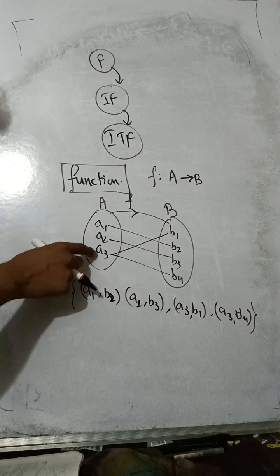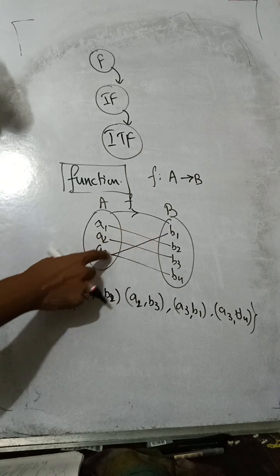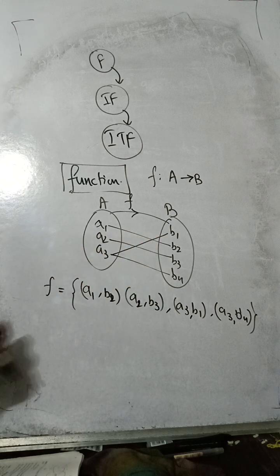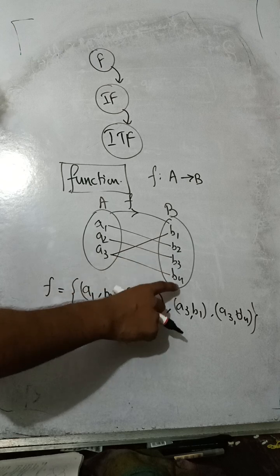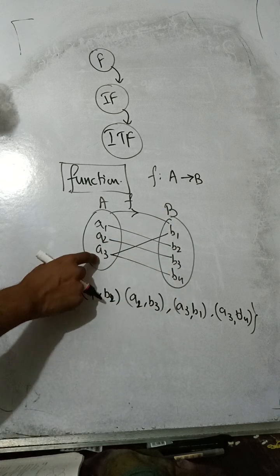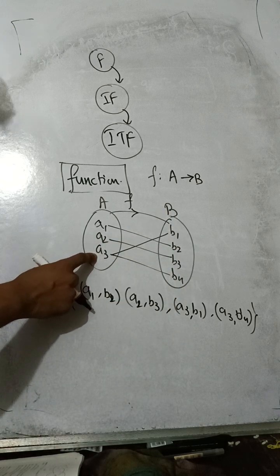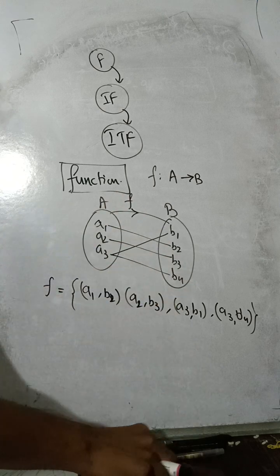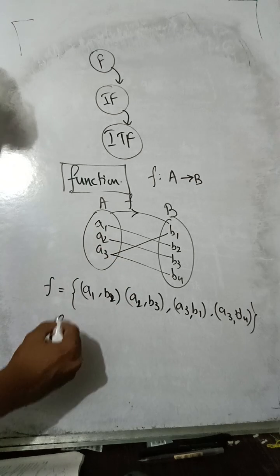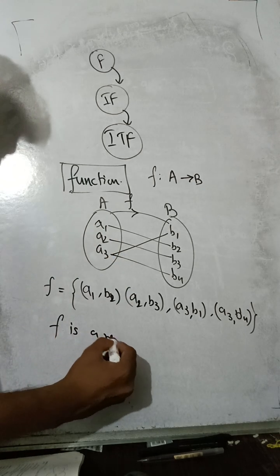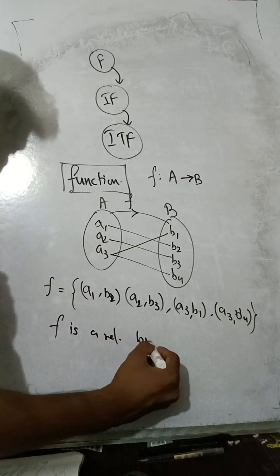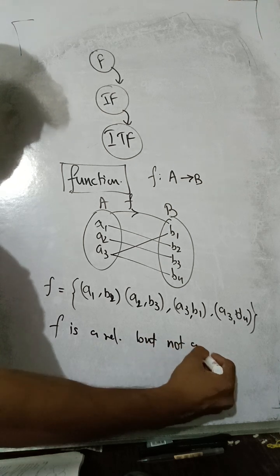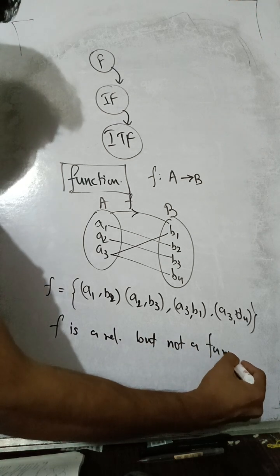The reason is that A3 is forming connections with two elements in the codomain. It should form a connection with exactly one. Everyone in the domain should form a connection with exactly one. So f is a relation, but f is not a function.